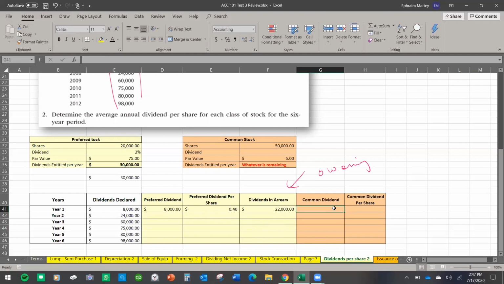How much will common stock get? Zero, because we are even owing preferred stockholders. Their earning per share will be how much they got divided by the total shares, which is still 0.